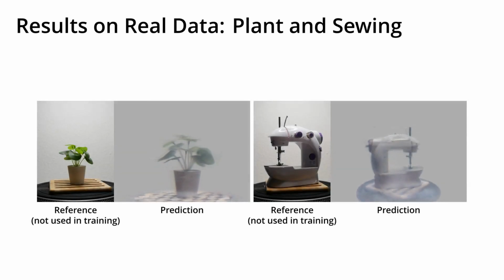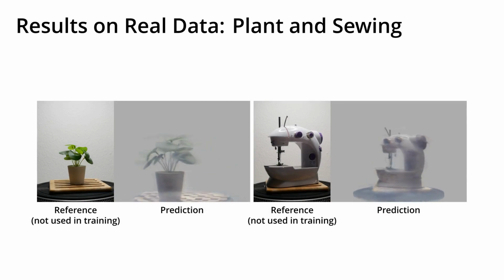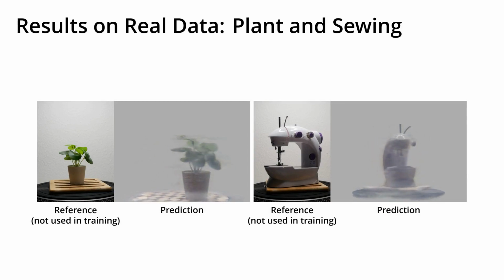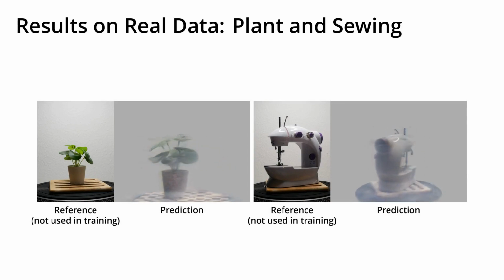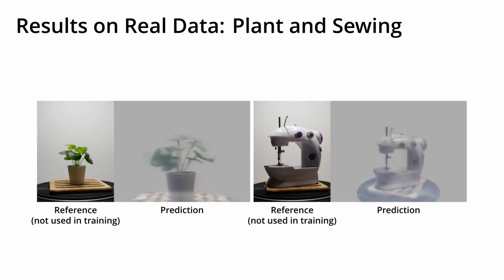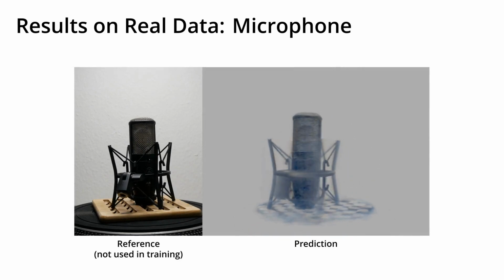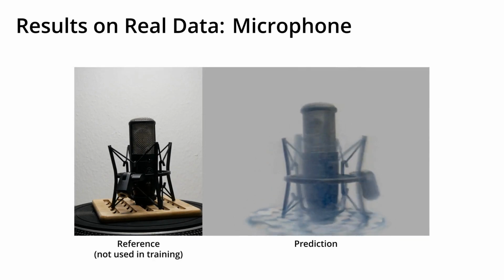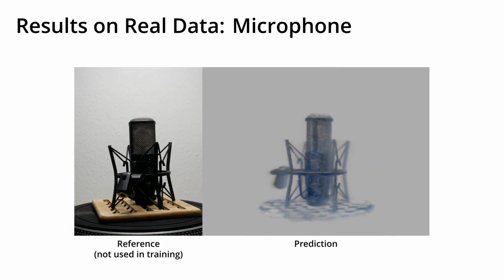In the fake plant and sewing machine sequences, the model can reconstruct every stem and leaf of the plant and even the 1 pixel wide needle of the sewing machine. In the microphone sequence, it reconstructs even the mesh of the microphone, similarly to the synthetic case.